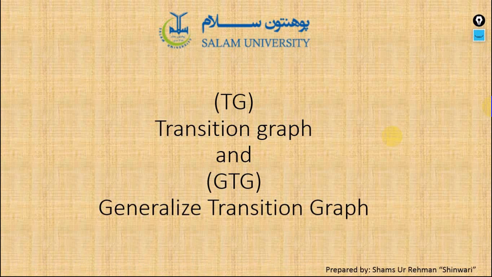Bismillahirrahmanirrahim. Dear students, today our topic is about TG and GTG. In the previous class, I discussed FA, finite automata, and in that I discussed NFA, non-deterministic finite automata. In this lecture, we will discuss TG and GTG: TG, transition graph, and GTG, generalized transition graph. Both are FAs, types of finite automata.